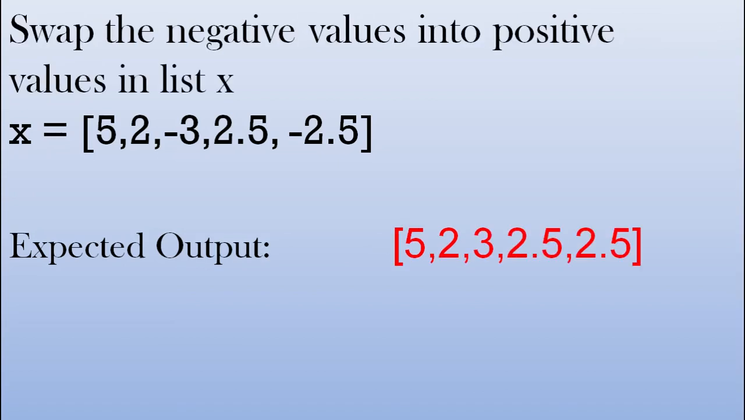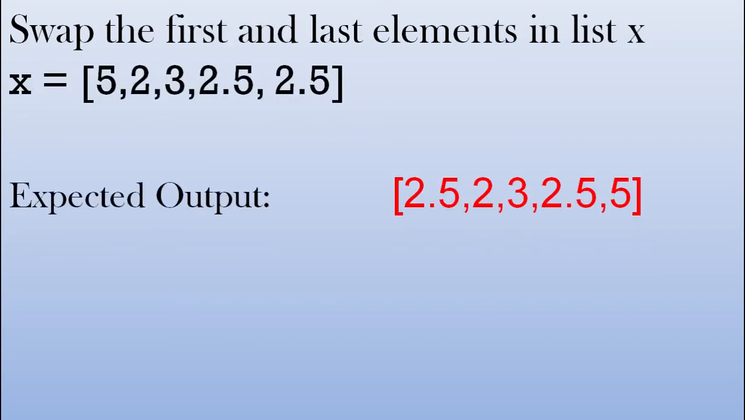Swap the negative values into positive values in the list. So here we have two minus numbers, -3 and -2.5. We're going to change them to their positives. So the output would be 5, 2, 3, 2.5, 2.5. Swap the first and last elements in this list. So here we have 5 and 2.5 as the first and last elements, and we're going to swap them round.